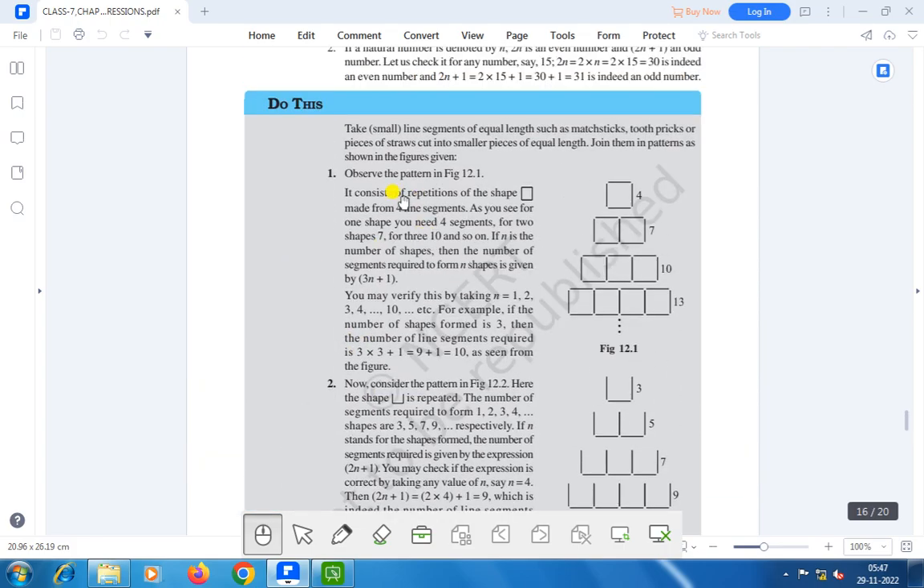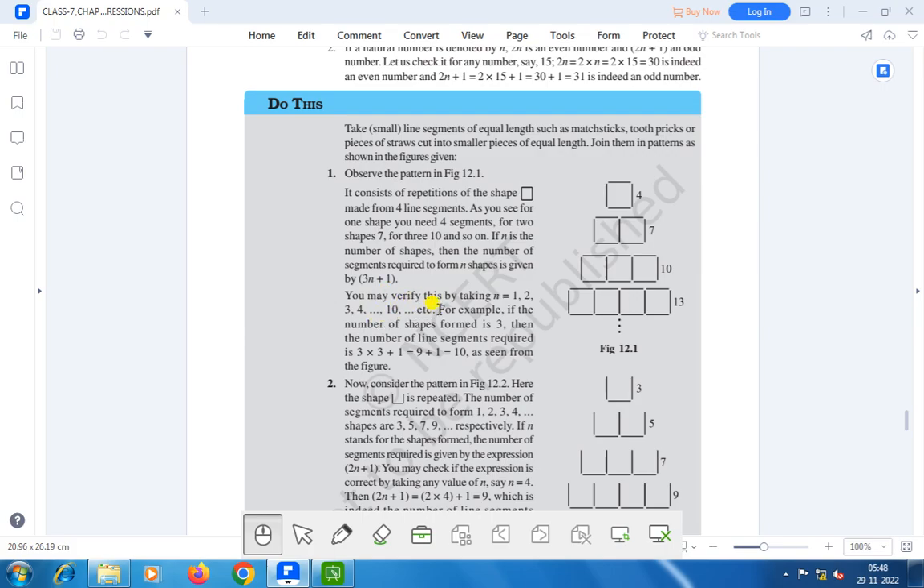Here you see, we take small line segments of equal length such as matchsticks, toothpicks, bricks, or pieces of straws cut into smaller pieces of equal length. Join them in patterns as shown in the figure. It consists of repetitions of the shape square made from 4 line segments. As you see, for one shape you need 4 segments, for 2 shapes 7, for 3 shapes 10, and so on. If n is the number of shapes, then the number of segments required to form n shapes is given by 3n plus 1.